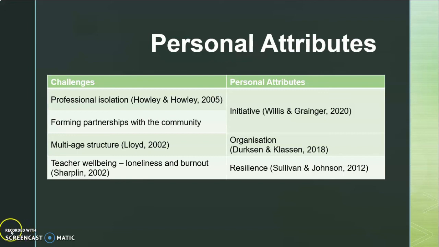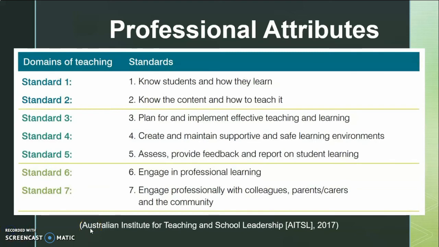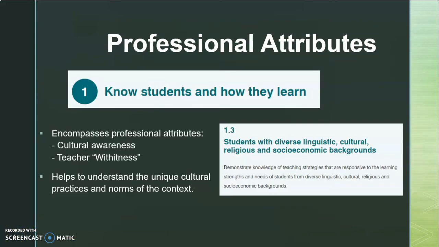The Australian Professional Standards for Teachers outline what is expected of teachers by identifying 7 standards. These standards highlight professional attributes required for the rural context to ensure students receive quality teaching as identified by the Action Plan for Rural and Remote Education, Department of Education 2018. For instance, Standard 1 involves an understanding of students and how they learn. This standard encompasses professional attributes such as cultural awareness and teacher witness, which help teachers to understand the unique cultural practices and norms of a specific context.